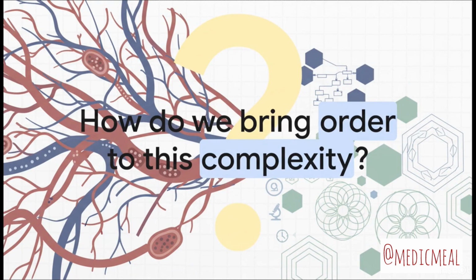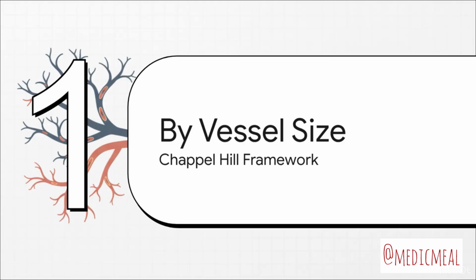With all these different names, presentations, and pathologies flying around, how do we get a grip on it? How do we build a mental model that's actually useful when we need it most? Well, let's start building that model right now. Okay, so the bedrock of how we're going to organize all this is the system we all use, classification by vessel size. And that, of course, is the Chapel-Hill framework. This is going to be our main tool for getting all these diseases sorted out.